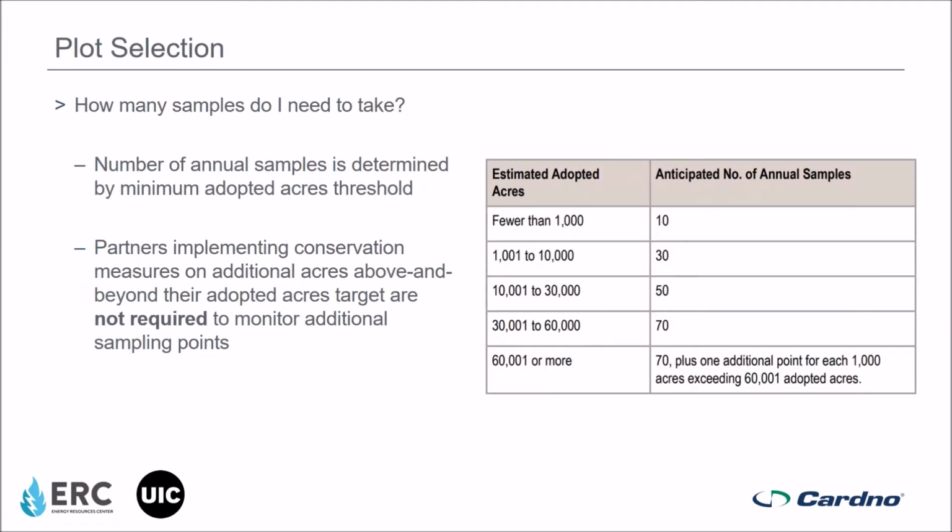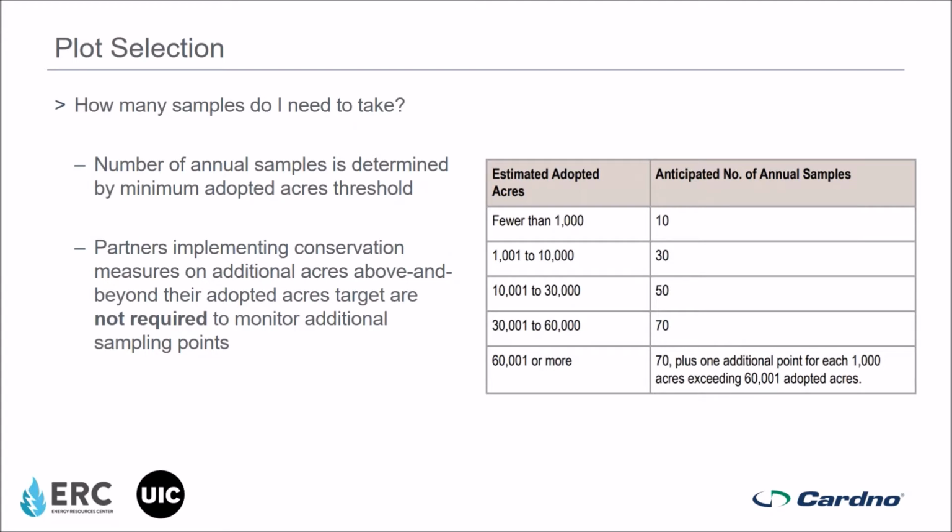Okay, so now we know what we're looking for and how we can record it. Let's think about what we have to do in the field and where we have to do it. First, how many samples do I need to take? We do have a table within the CCAA that describes the number of plots required based on the adopted acres target that your organization has. As shown in the table here, let's say I have 5,000 adopted acres as my target. That would require me to collect 30 sample plots.